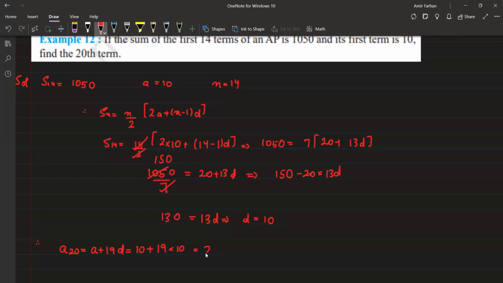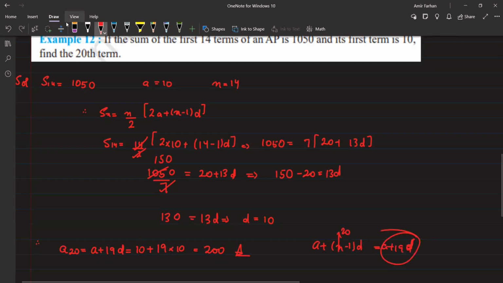It says 200. Okay. Sir, I used the an formula for it. Is it correct? Yeah, it's also correct. It doesn't matter. Basically, if you put the value a plus n minus 1 into d, put 20 here, it will give you a plus 19d ultimately, dear. Yes, sir. Okay, so both the things are correct. Don't worry.